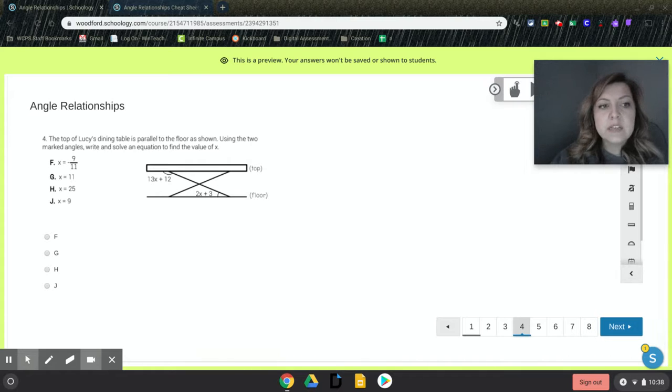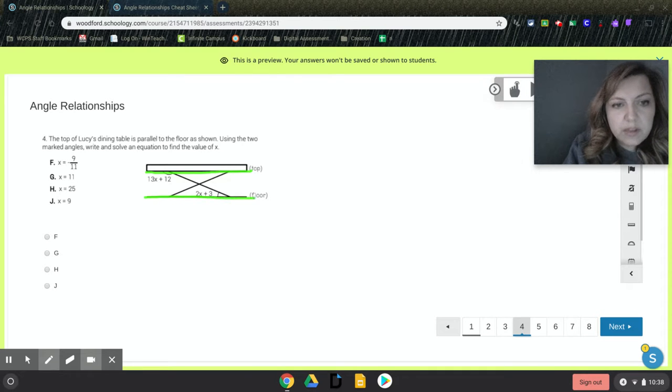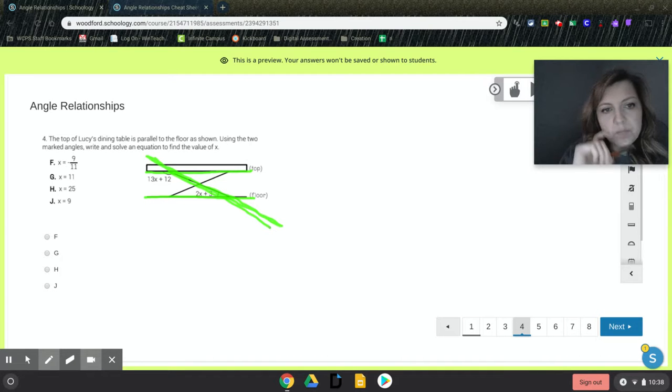Number 4. So the top of Lucy's dining table is parallel to the floor as shown below. Using the 2 marked angles, write and solve an equation to find the value of x. So we're going to need to know, how are these 2 angles related to each other? So we've got our 2 parallel lines cut by a transversal. If you look at it like this, it probably helps you out a little bit more. So what you need to do is figure out, how are these 2 angles going to be related?